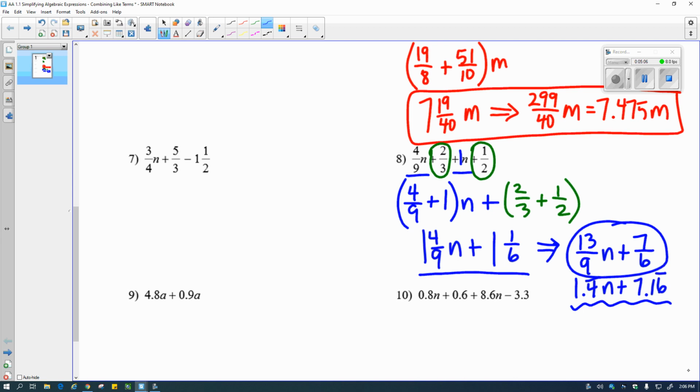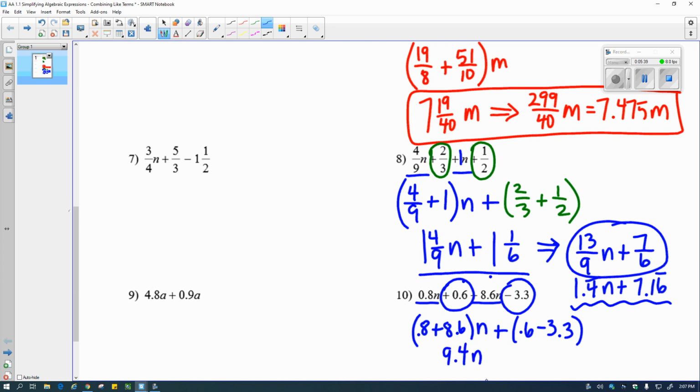When it comes to the decimals, it's a little easier because you don't have as many options for answers, but the concept is the same. So I'm going to put the letter terms together. So I'll do 0.8 plus 8.6, get that value and stick an n after it. And then the number alone portion would be plus, and then I'll do the 0.6 minus 3.3 and get that answer. So I'll have 9.4n minus, because it's going to come out negative, 2.7. And so my final answer is in that form.